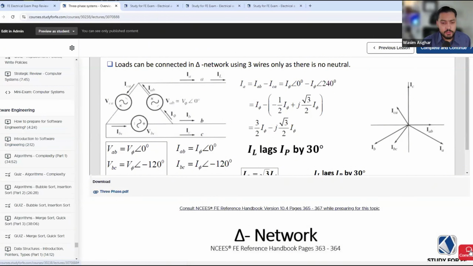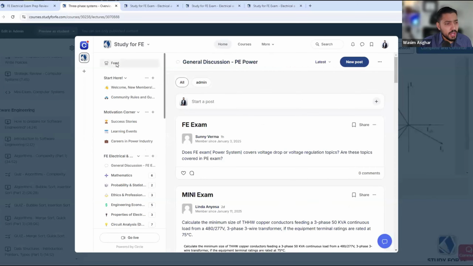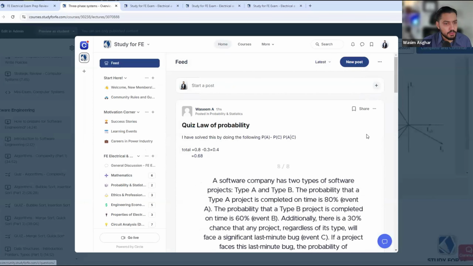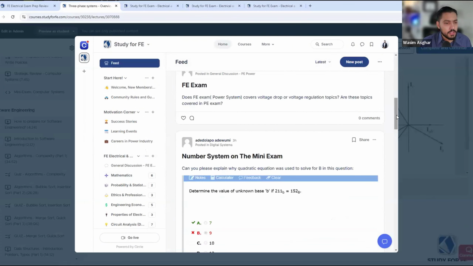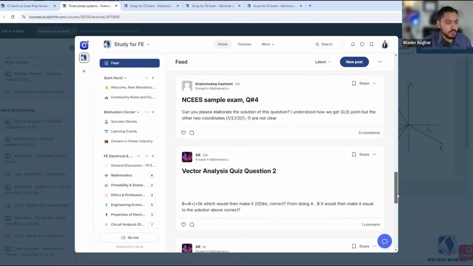By signing up for the program, you also get access to the community. This is integrated into the course. And if you have any questions, then you can simply post a question under FE Electrical, the relevant section, and you'll basically get an answer, right? So you can see that it's a pretty active community. Students are asking questions all the time, and they're getting responses within about 4 to 6 hours.